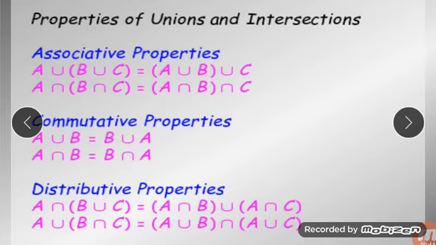Similarly, the associative property of intersection states that if we take the intersection of B and C, then take their intersection with A, we'll get the same answer as when we take the intersection of A and B, then with C.